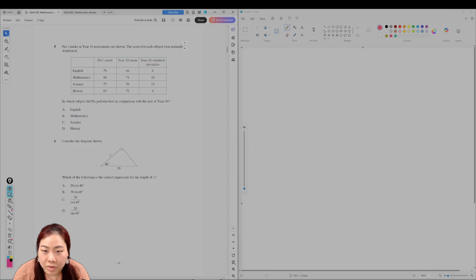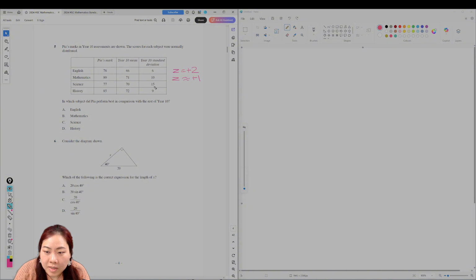Number 5. Pia's marks in Year 10 assessments are shown. The scores for each subject were normally distributed. In which subject did she perform best in comparison with the rest of Year 10? Let's have a look here. So the mean is 66. Standard deviation is 6. So what is that? 66 plus 6 is 72. Plus 6 is 78. So this is a z-score of positive 2. This one's 81, so it's a z-score of roughly a little bit more than just 1.